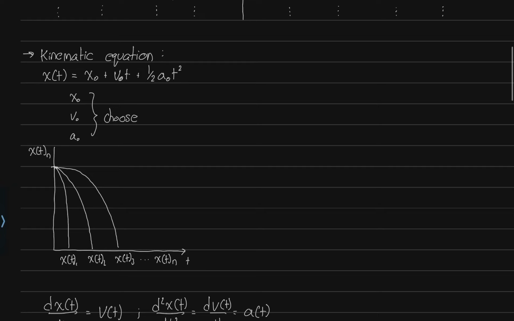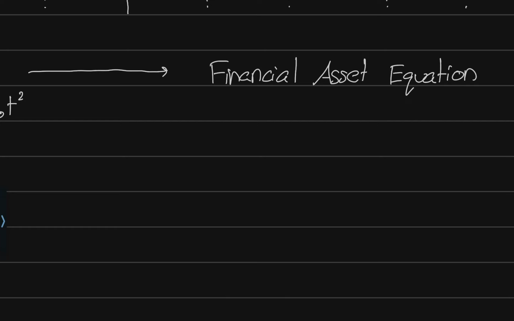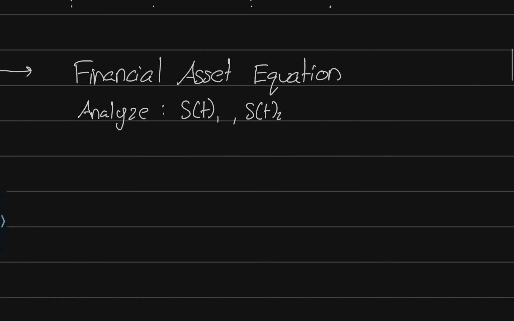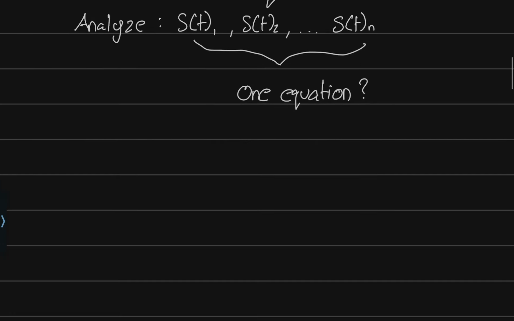Now, to go back to the stock example, it would be very nice if, in the same way we have a kinematic equation, we had a financial asset equation such that I can analyze s of t1, s of t2, all the way up to s of tn, all with one equation. So can I do this? And that's the question we'll be answering.